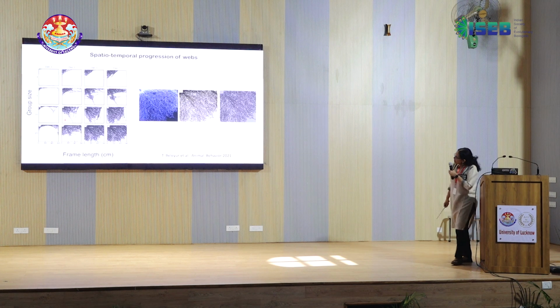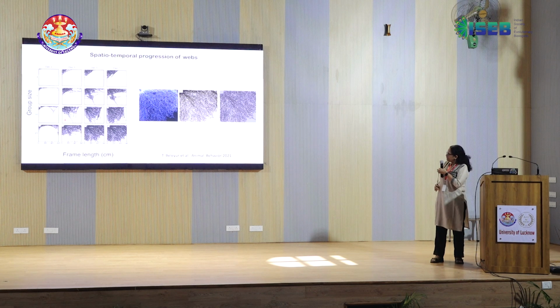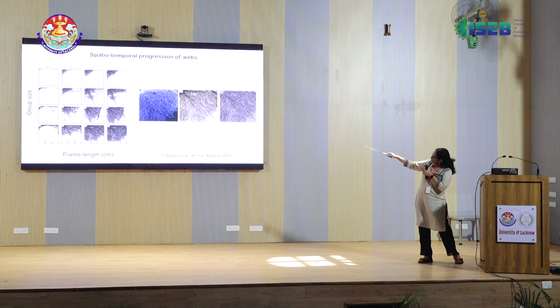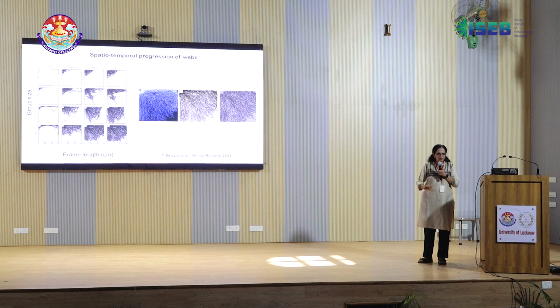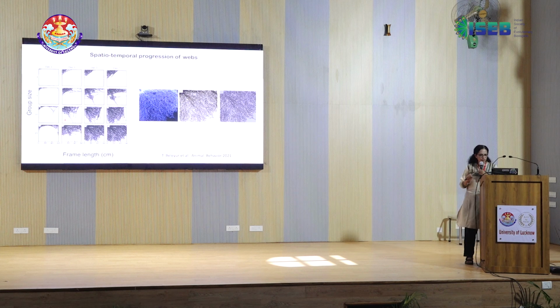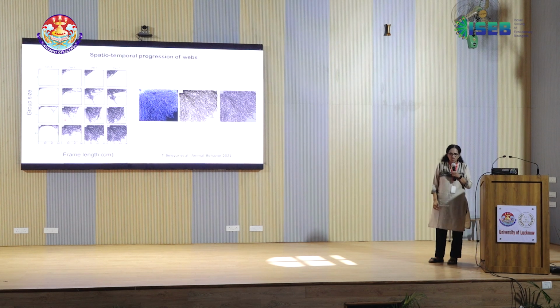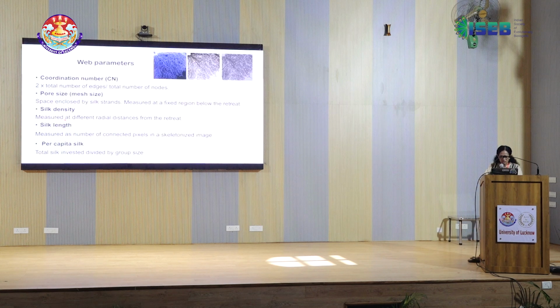So here is what it looks like when you look at the spatiotemporal progression of webs. You can see that with group size, say for example, by day 5, if you look at it, the 5, the 10 and the 25 group spiders have nicely built quite an extensive web that covers the surface of the frame. So what we do is we take these high resolution images, and then we skeletonize these images using image processing techniques, and then we try to look at various web parameters.